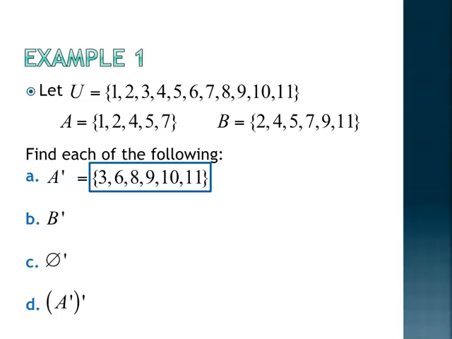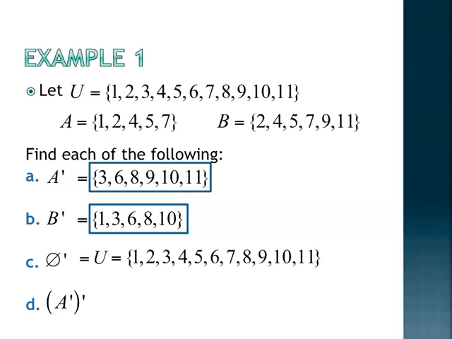Now to find the complement of B, so B prime, everything that is not in set B but is in the universal set, that's going to be 1, 3, 6, 8, and 10. Now the next one, this says the complement of the empty set. So anything that's not in the empty set is going to be the universal set. So that would be U. So 1, 2, 3, 4, 5, 6, 7, 8, 9, 10, 11.